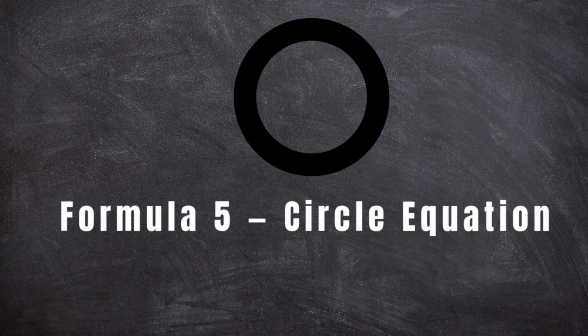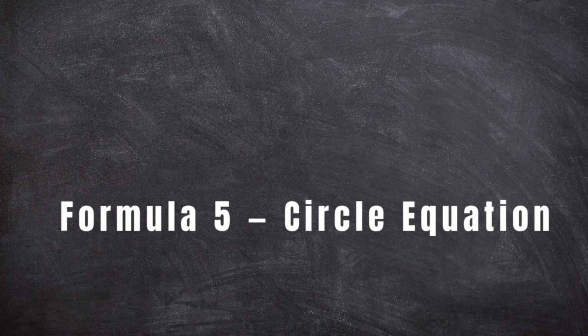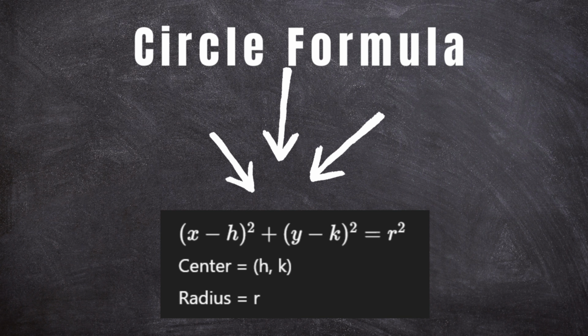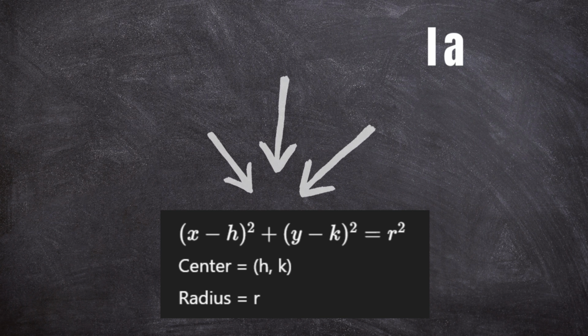Formula 5: now let's learn the equation of a circle, which is very important for the SAT. The standard equation of a circle on the coordinate plane is (x minus h) squared plus (y minus k) squared equals r squared.